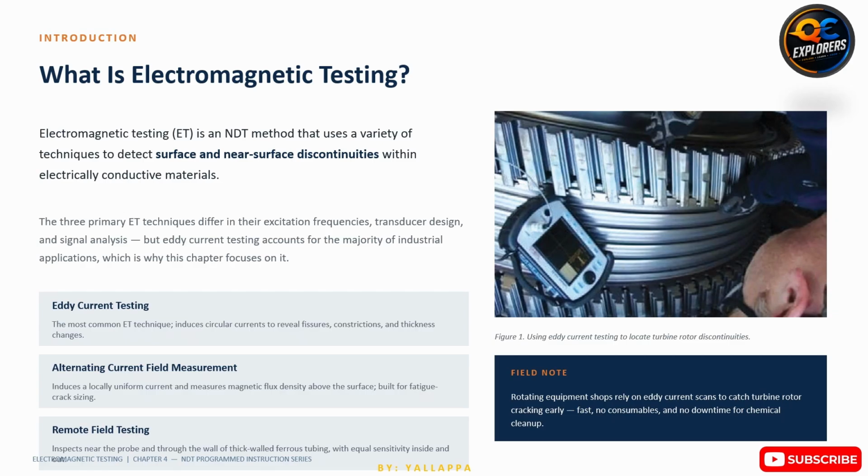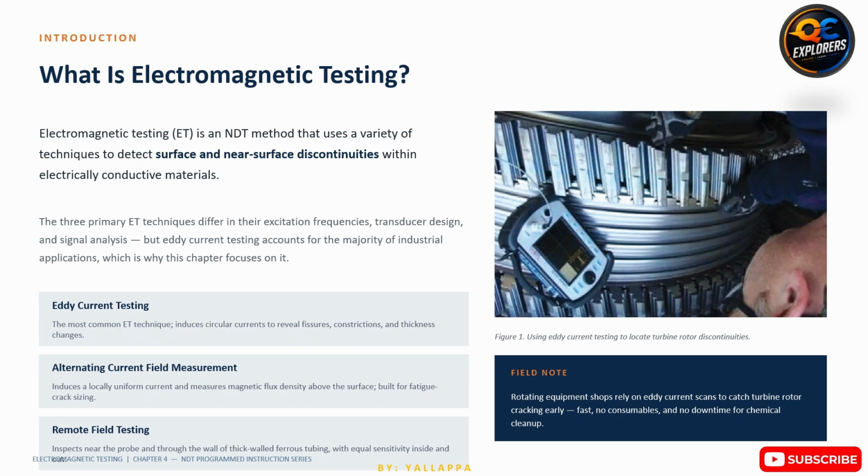The third technique is remote field testing, or RFT. This method uses low-frequency electromagnetic fields to inspect thick-walled ferromagnetic tubes, such as those found in boilers and heat exchangers. A major advantage of RFT is its ability to detect defects on both the inner and outer surfaces of the tube with nearly equal sensitivity.